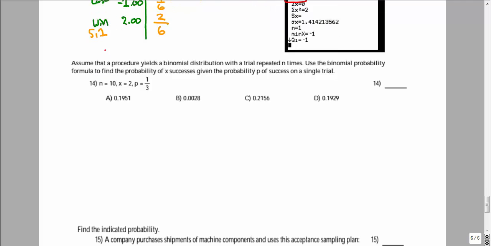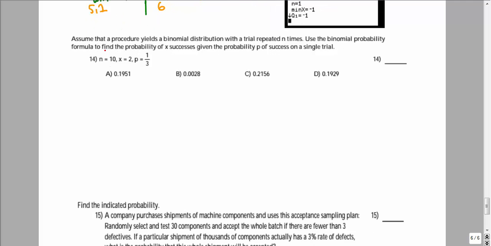Okay, let's go ahead and look at 14. Well, this one is nice. It says assume that a procedure yields a binomial distribution. Okay, so they're telling us right away. So x is distributed binomial, and then down here they tell us that n is 10 and p is 1/3.